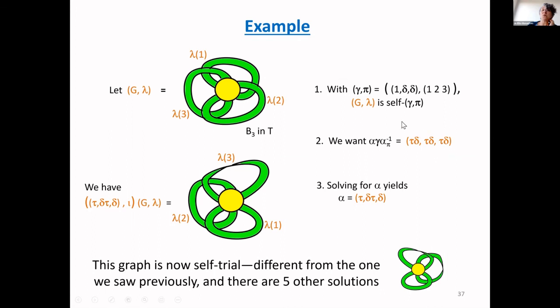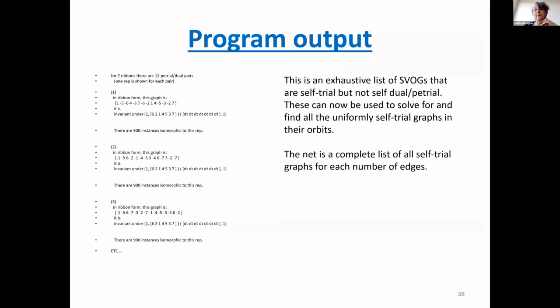So you solve what you get from here for alpha. And that gives you alpha being tau, delta, delta. You apply that to this graph here, and you get this. Voila, this graph is now self-trial. It's different from the one that we saw before, and there are 5 other solutions.